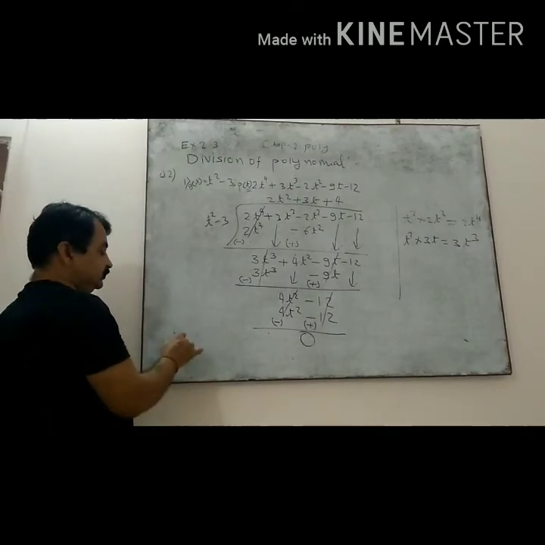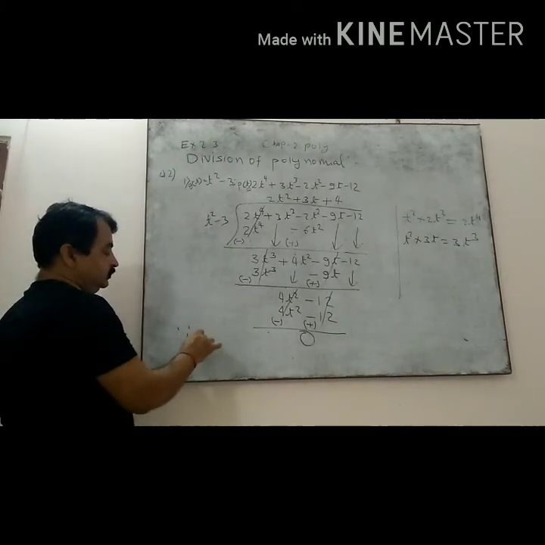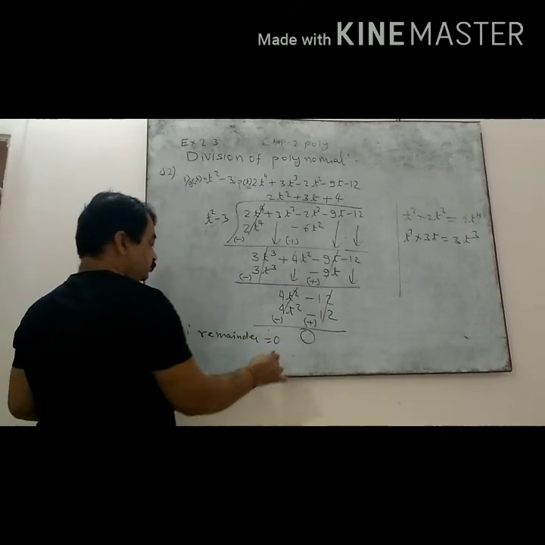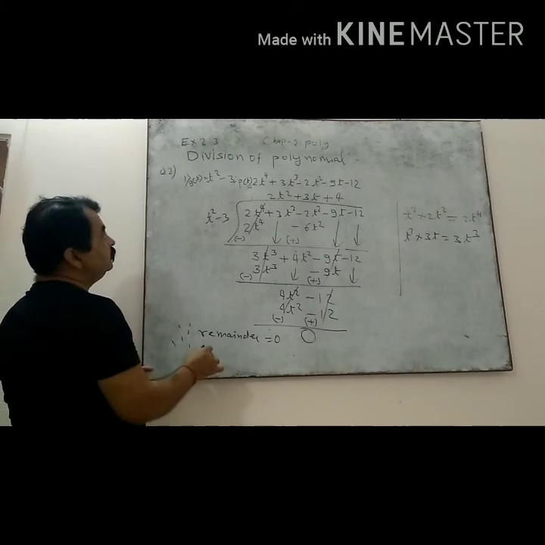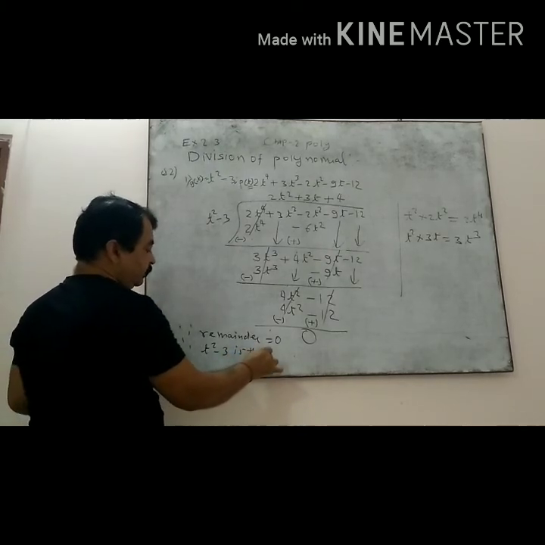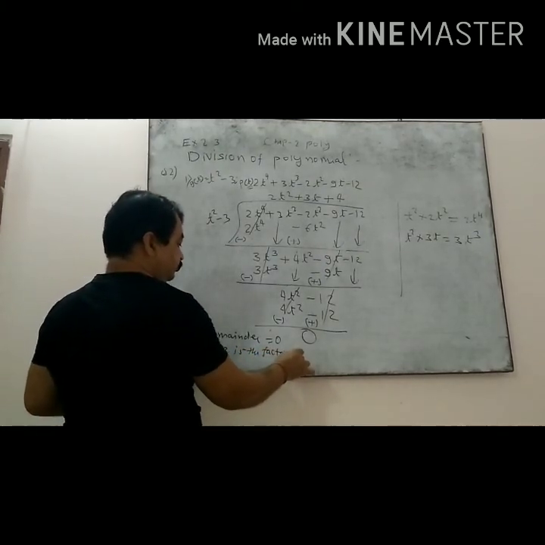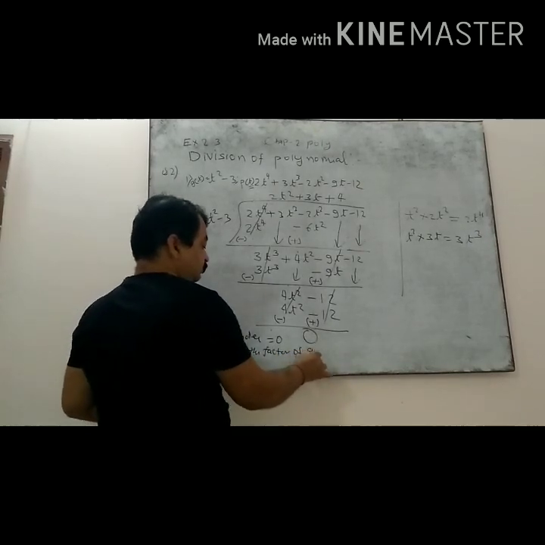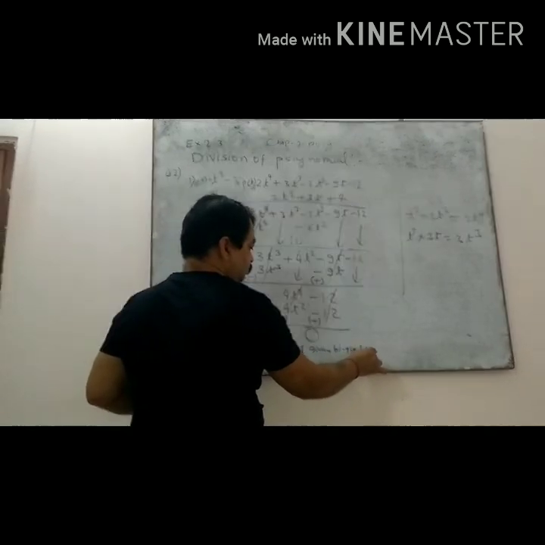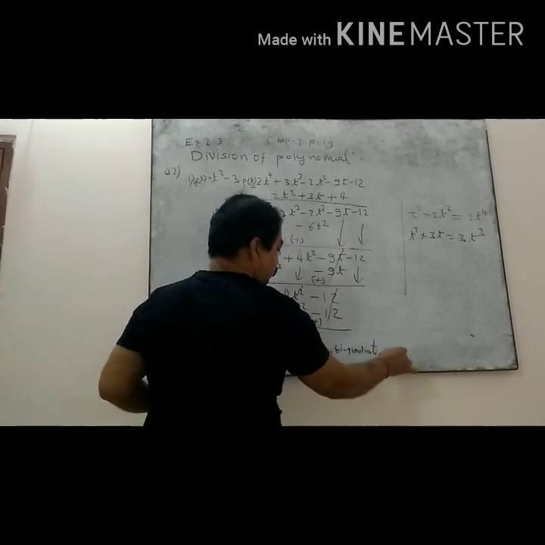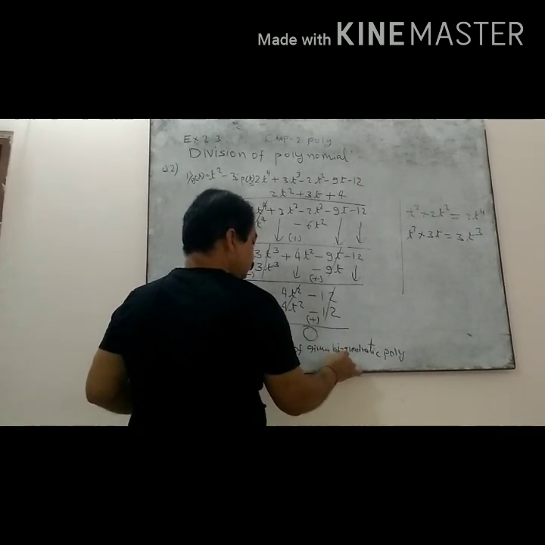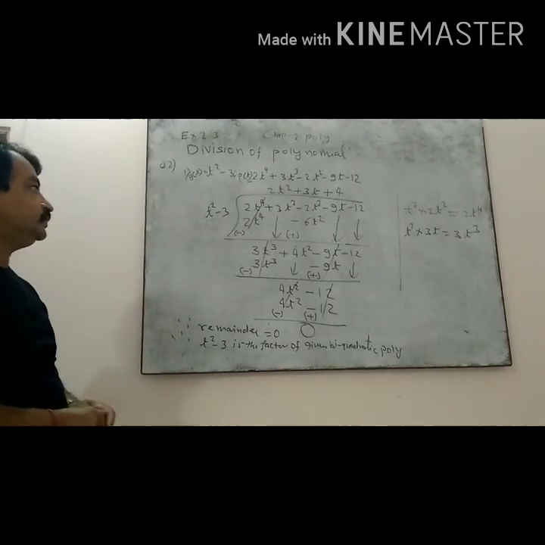So you will write here: since the remainder is equal to 0, therefore t square minus 3 is a factor of the given biquadratic polynomial. Right? So this is complete. Okay.